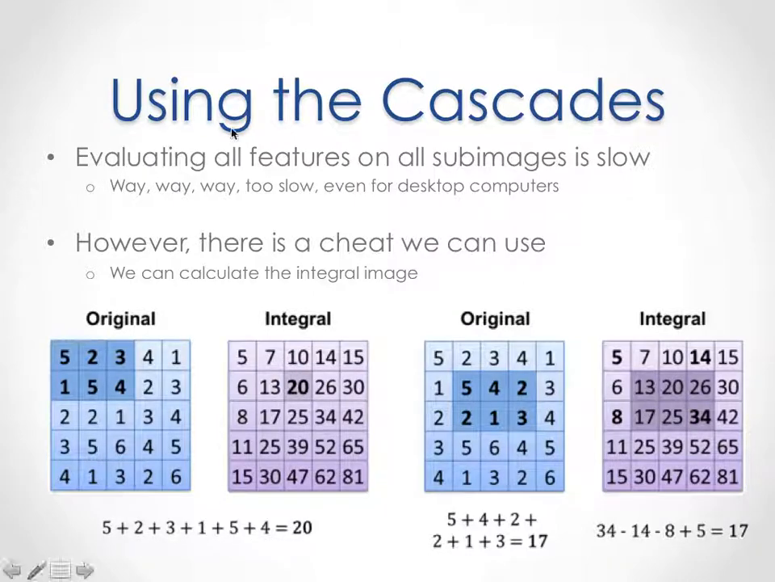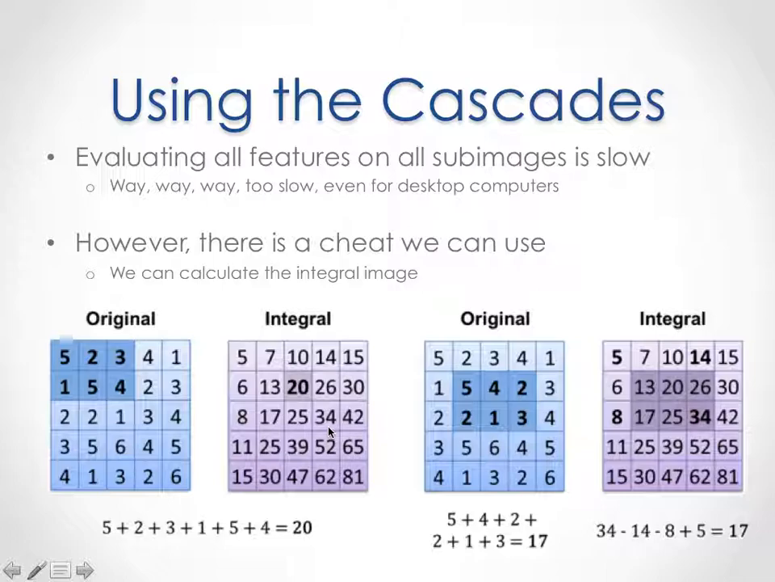So if we start out with an image over here, this is called the original image. It's blue. And we calculate the integral image. That basically means we take a two-dimensional integral of this image and come out with this. So, for instance, this pixel here is going to be the summation of this pixel and this pixel. So that's 7, right? This one is 20, because that's 5 plus 2 plus 3 plus 5 plus 1 plus 4. This one is 30, because it's 20 plus this, which is 10, et cetera, et cetera.